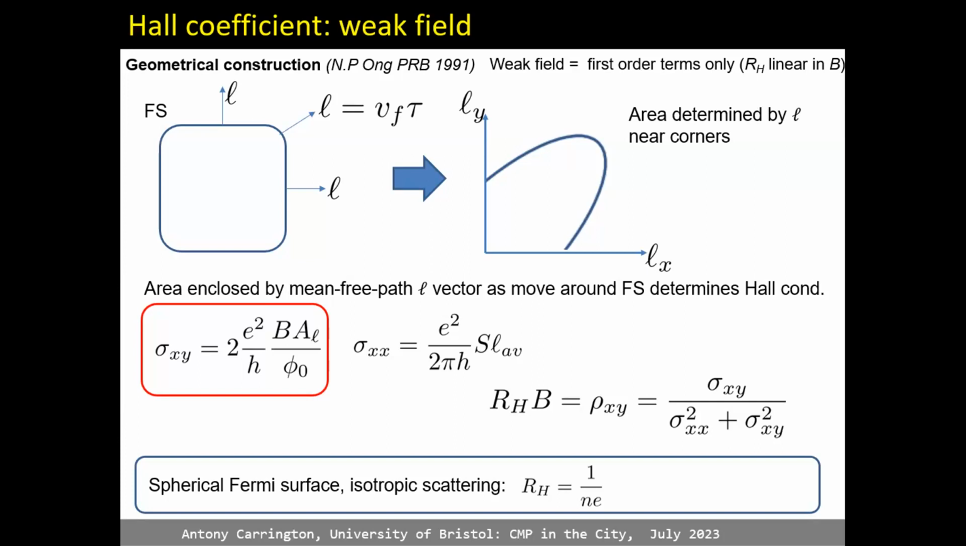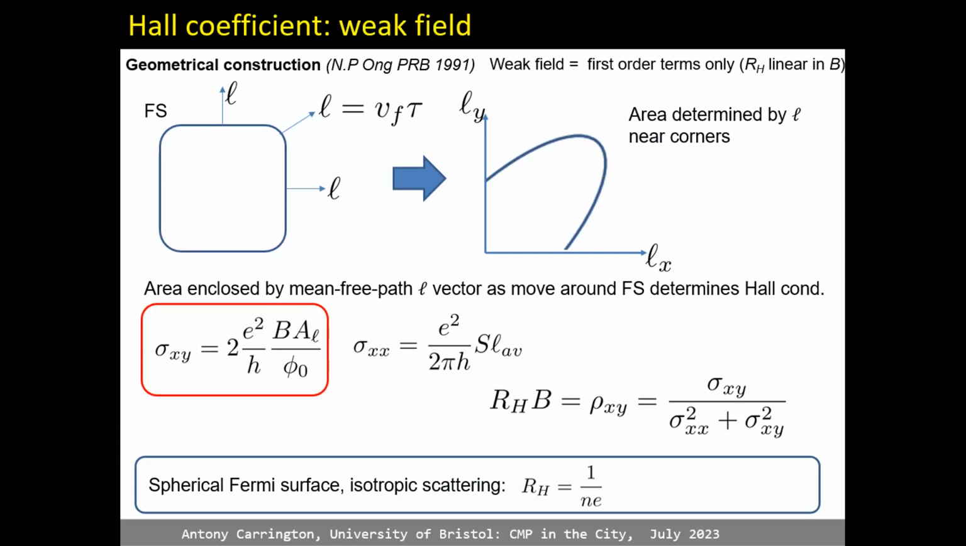He showed that the Hall coefficient in the low field limit, well, the Hall conductivity actually, can be mapped simply in the following way. You have the Fermi surface, and at each part on the Fermi surface, you have an l vector. This is the mean free path, so this is vF times the scattering rate. And this l vector, as you go around the Fermi surface, is always perpendicular to the Fermi surface, and it traces out a curve in l space.